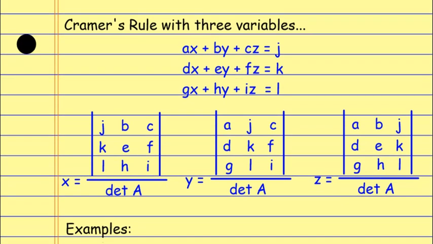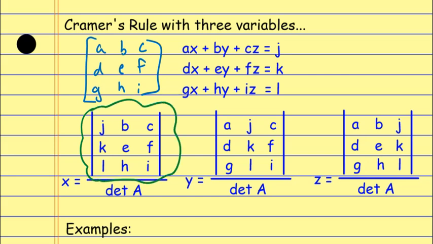So once again, this looks very intimidating. However, it's simply the coefficient matrix. If you think about the coefficient matrix for this particular one, it would be A, B, C, D, E, F, G, H, I. Okay, so that's the coefficient matrix. Well, this first one, this D of X matrix that I call it, is the same as the coefficient matrix, except we've replaced this first column with JKL.